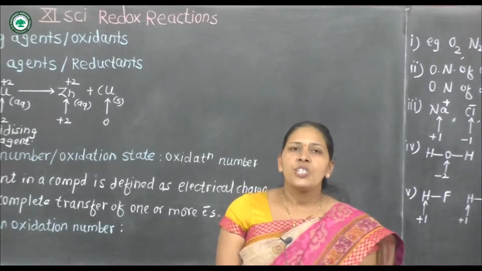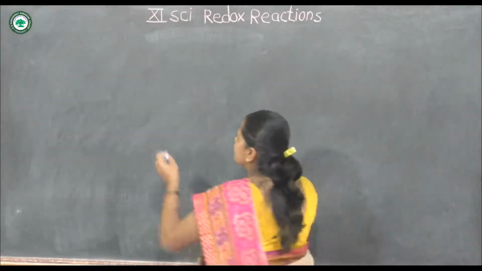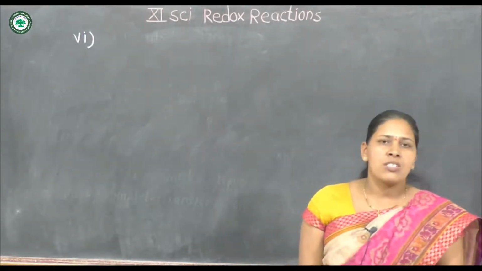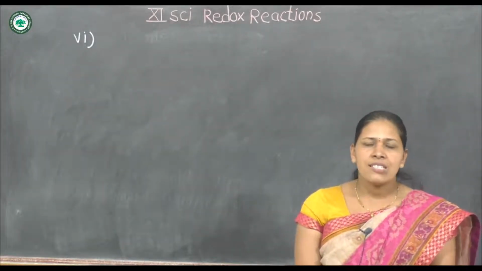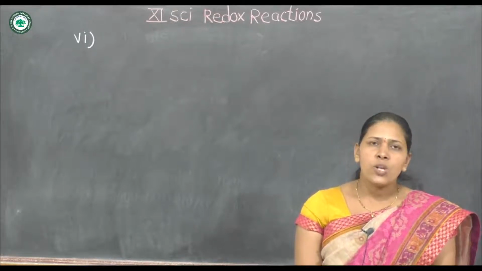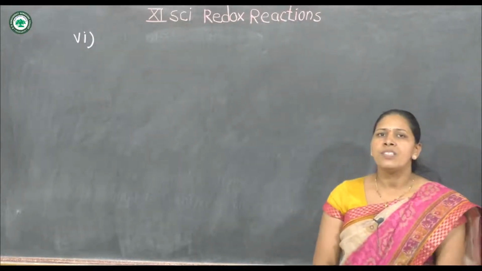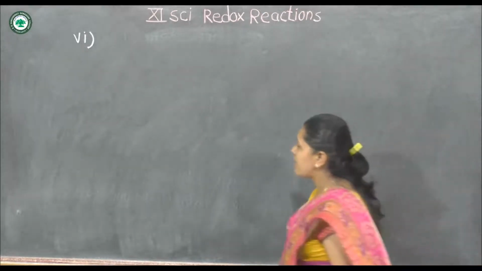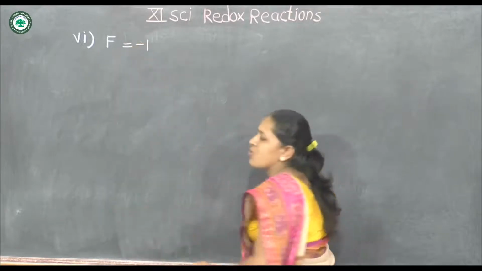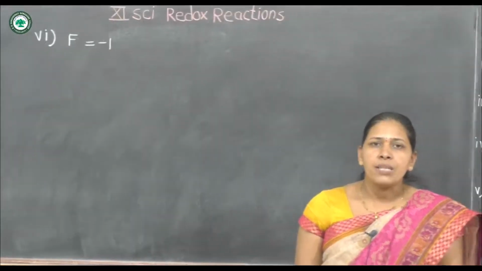Then the oxidation number of halogens. The next rule is the sixth rule: the oxidation number of halogens. Now the question arises, what are halogens? Group 17 elements are called halogens. That is fluorine, chlorine, bromine, iodine. These are the halogens, the salt forming elements. Oxidation state of halogens: all halogens show -1 oxidation state, out of which fluorine always shows -1 oxidation state because it is the most electronegative element in the periodic table.